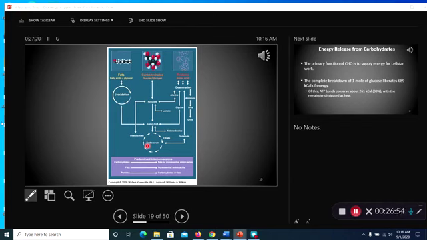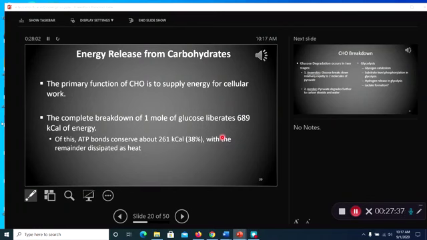Energy release from carbs. Again, the primary function of carbs is to supply energy for cellular work. It's a preferred energy source. The complete breakdown of 1 mole of glucose liberates about 690 kcals of energy. Of this, ATP bonds conserve about 261 kcals, with the remainder dissipating as heat. So again, right around a third of the energy dissipates as heat. When we're looking at carbohydrate breakdown, we can break it down anaerobically and aerobically. Very, very important because that is unique to carbohydrate for sure.